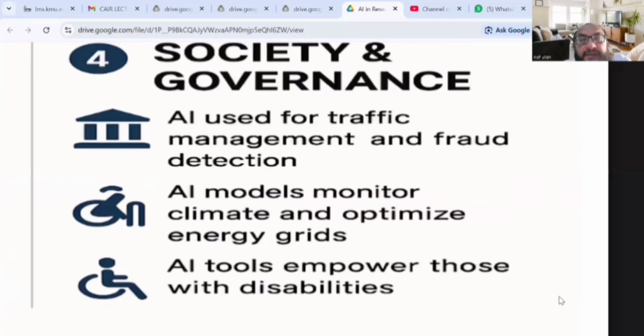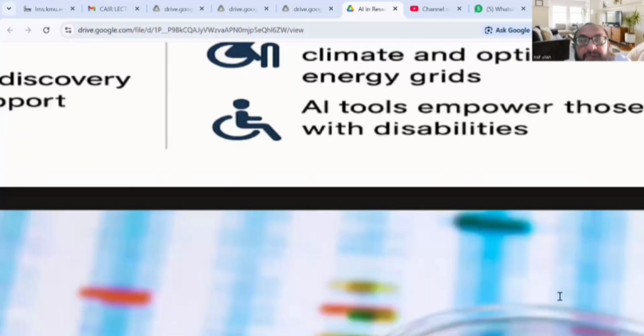Society and governance: AI is used for traffic management and fraud detection. AI models monitor climate and optimize energy grids. AI tools empower those with disabilities. That is a useful thing.